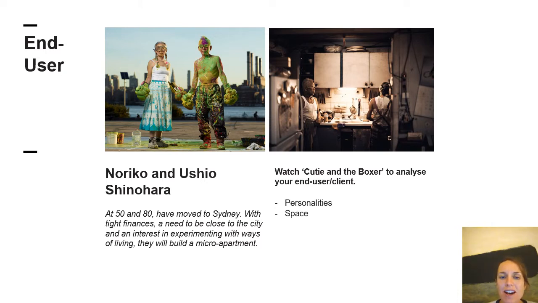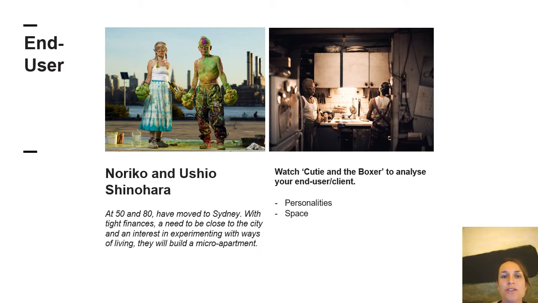The story behind them is that at 50 and 80, Ushio and Noriko have moved to Sydney. Their finances are very tight. They need to be close to the city for their practice, and they have an interest in experimenting with alternative ways of living. Because of this, they have decided to self-build a micro apartment. You will come up with ideas for them.